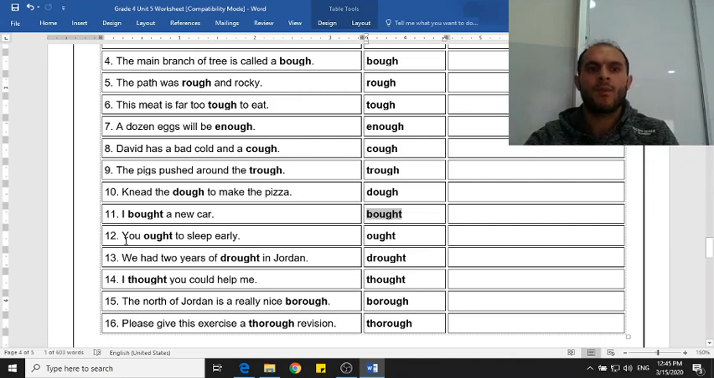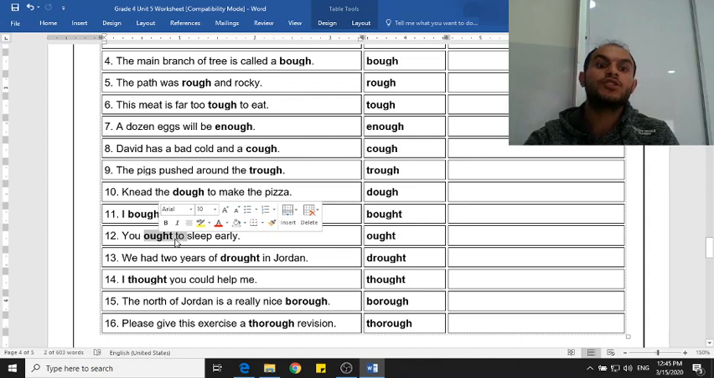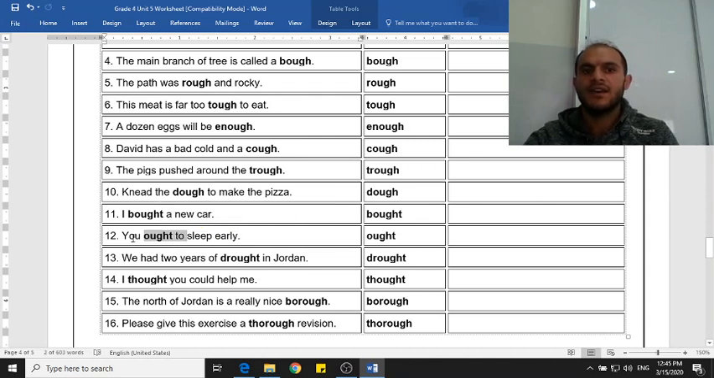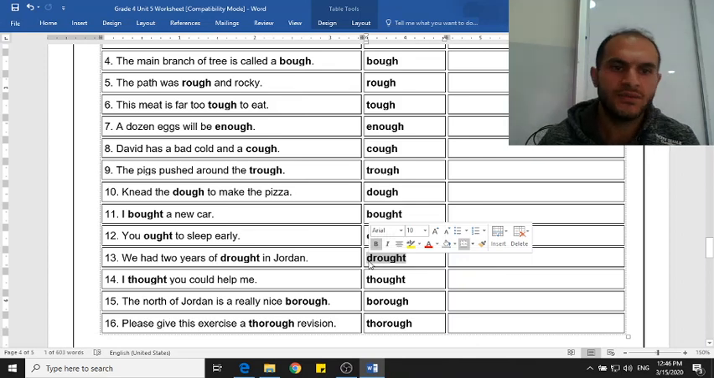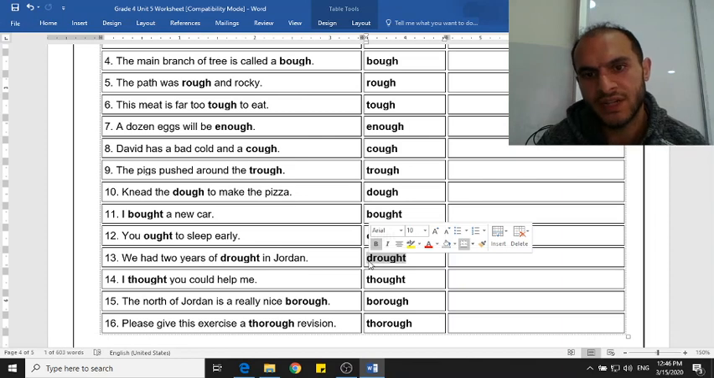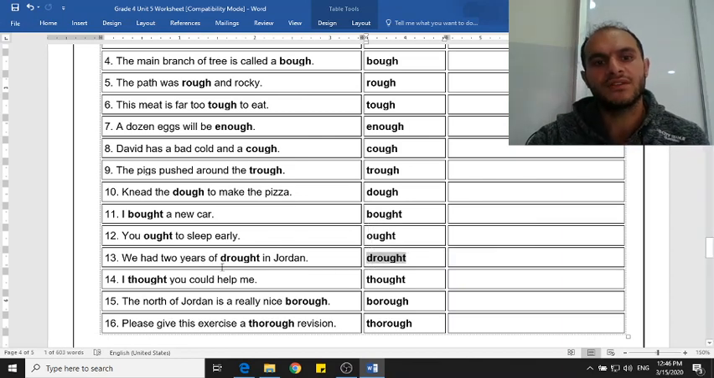Bought. Yes, that's right. You ought to sleep early. Ought. Again, ought. So the word ought to means should. It means you should sleep early. So, ought to. And the next word is drought. Again, drought. Drought means dryness. When there's no rain, when there are no plants, no trees, we call this drought.